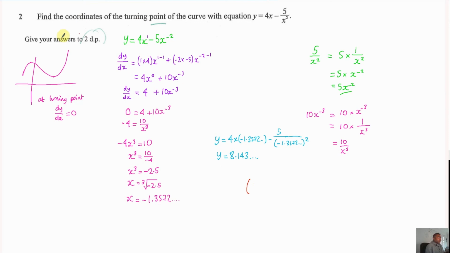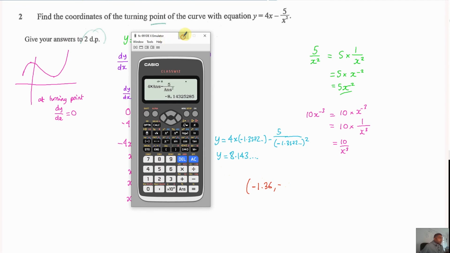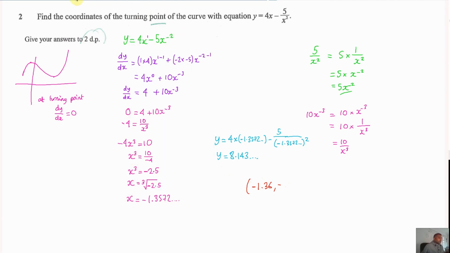Now I'd round it to 2 decimal places, so it'll be minus 1.36, and that was minus, wasn't it? Double check that. Yes, it was minus. Important little things there that can cost you a lot of marks. So it should be minus 1.36, minus 8.14.